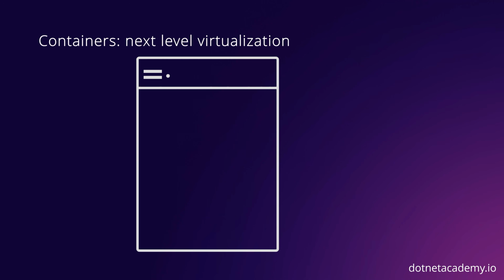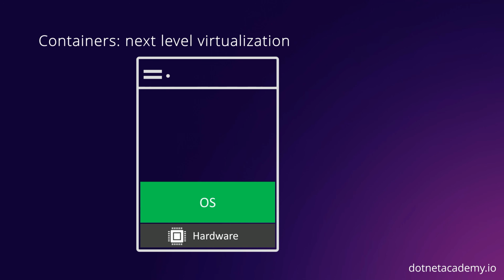Containers represent the next evolution in virtualization technology. Let's see how they work. We still start with our physical hardware at the bottom, but instead of a hypervisor, we bring back the operating system. Now, the OS is divided into two main components, or layers. The kernel, which is the core part of the operating system that directly controls the hardware. It handles memory, schedules processes, talks to devices, and enforces security.